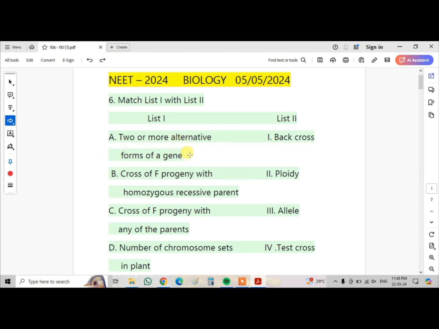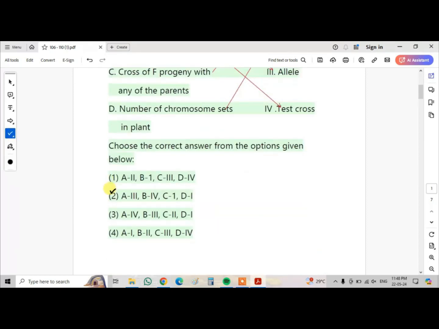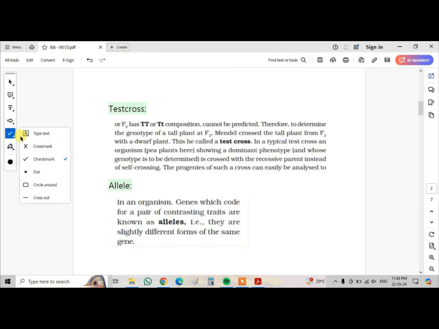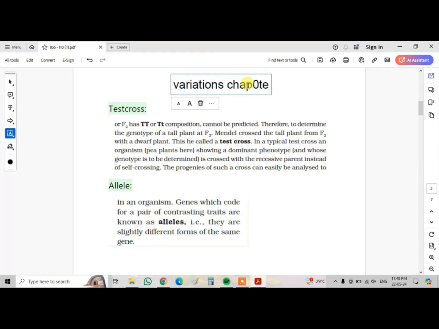Two or more alternate forms of genes: option 3, allele. B, cross of F1 progeny with homozygous recessive parent: option 4, test cross. Cross of F1 progeny with any parent is known as backcross. Number of chromosome sets in plants is known as ploidy. Now we can select the options, and it's option 2. 3, 4, 1, 2. Sorry, D is a 2. It's a printing mistake. And NCERT lines are here. And you can refer to the chapter known as variations and inheritance, chapter number 4 according to the new NCERT.